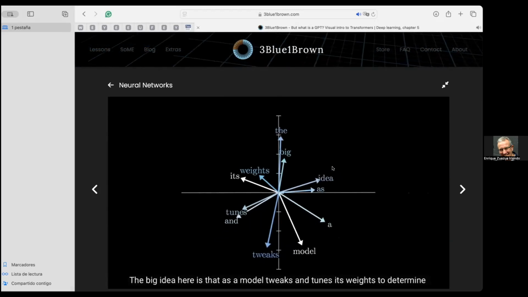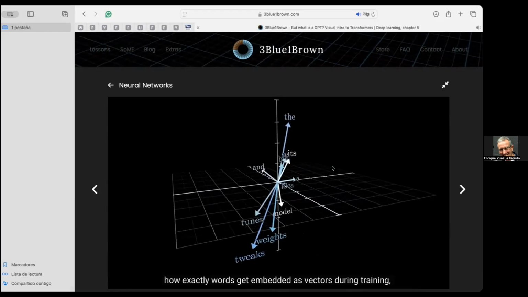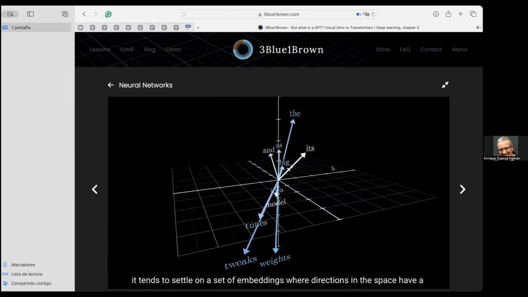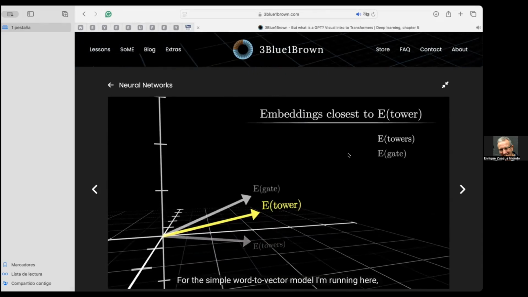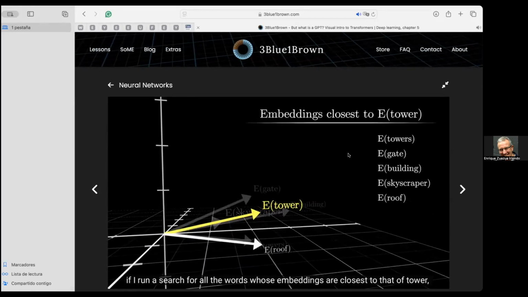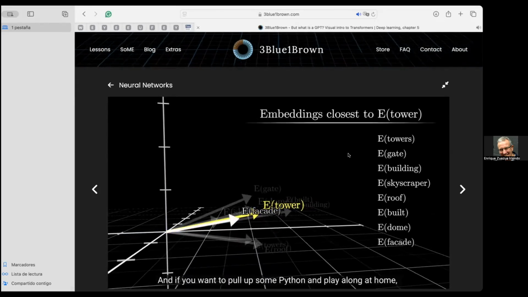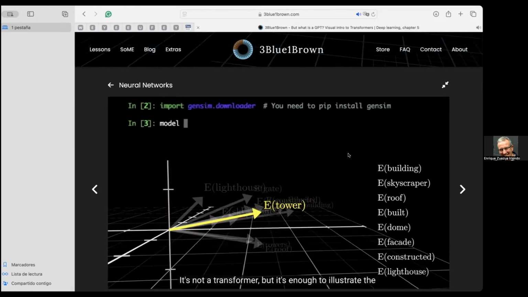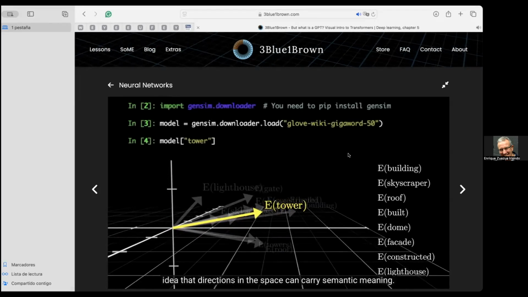The big idea here is that as a model tweaks and tunes its weights to determine how exactly words get embedded as vectors during training, it tends to settle on a set of embeddings where directions in the space have a kind of semantic meaning. For the simple word-to-vector model I'm running here, if I run a search for all the words whose embeddings are closest to that of tower, you'll notice how they all seem to give very similar tower-ish vibes. And if you want to pull up some Python and play along at home, this is the specific model that I'm using to make the animations. It's not a transformer, but it's enough to illustrate the idea that directions in the space can carry semantic meaning.